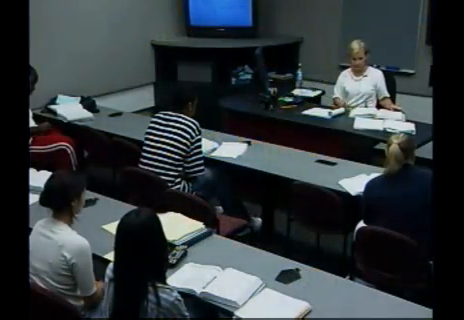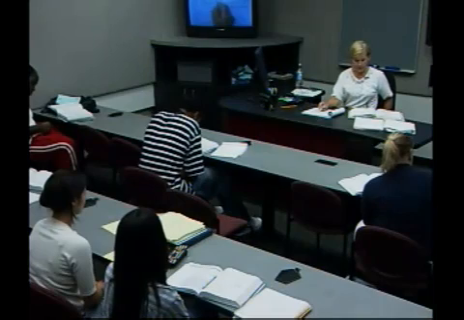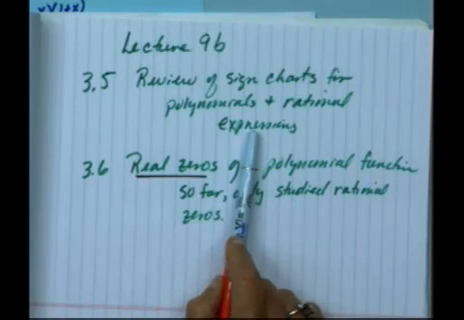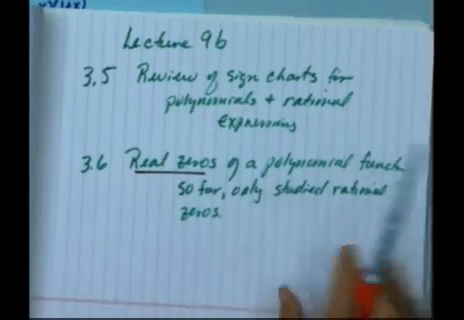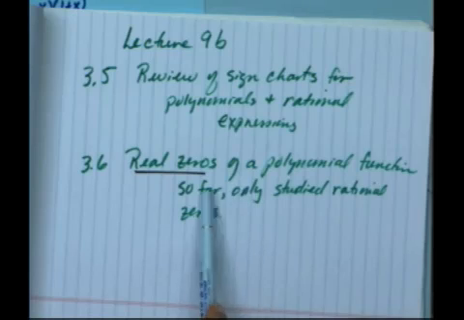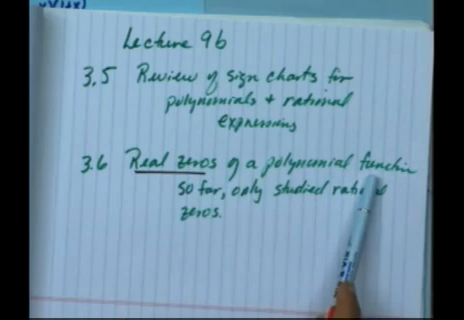All right, welcome back. We're at lecture 9B, and we're going to quickly go through section 3.5. This is really a review of sign charts for polynomial and rational expressions. This could have easily been done at the beginning of chapter 3 or in the review chapter or chapter 1. We've already been working on that. And then we're going to go into 3.6, real zeros of polynomial functions.